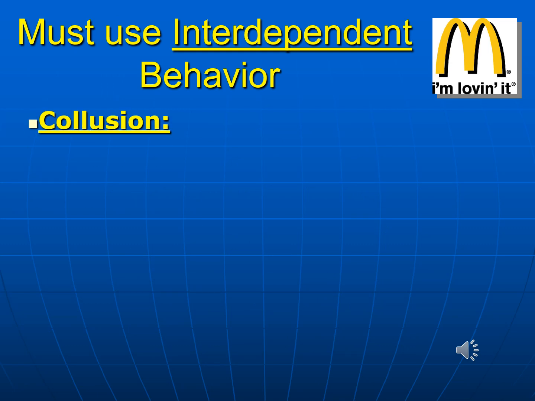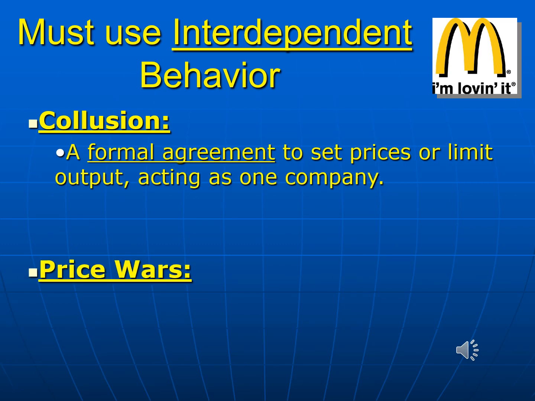Now, in oligopoly, they tend to use interdependent behaviors to keep having control over that market. So when we talk of interdependent behavior, we're talking of things like collusion and price wars. For collusion, it's something like a formal agreement which they use to set prices or limit outputs, acting as one company. So say Pepsi and Coca-Cola come together, right? And they say, okay, we're going to increase our prices next year by 50%. So not just Coca-Cola, but Pepsi as well, because they are the ones dominating the market.